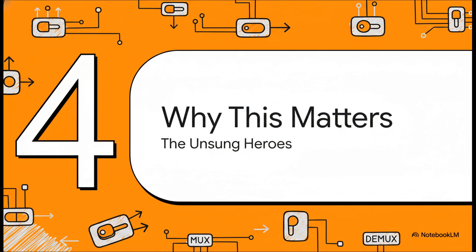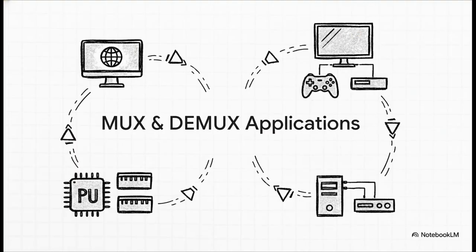What's the big deal? The big deal is that they are absolutely everywhere. Seriously, every single time you browse the internet, you are using a MUX and a DMUX to send and receive information. They're deep inside your computer's memory, helping the processor grab the right data. Heck, they're even in your TV, and they're what let you switch between your PlayStation and your Chromecast.